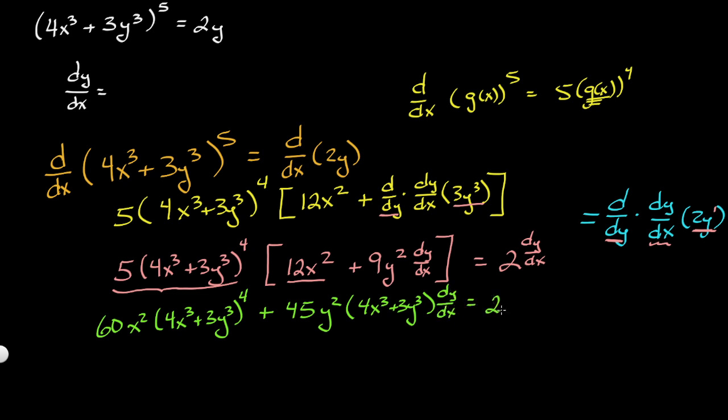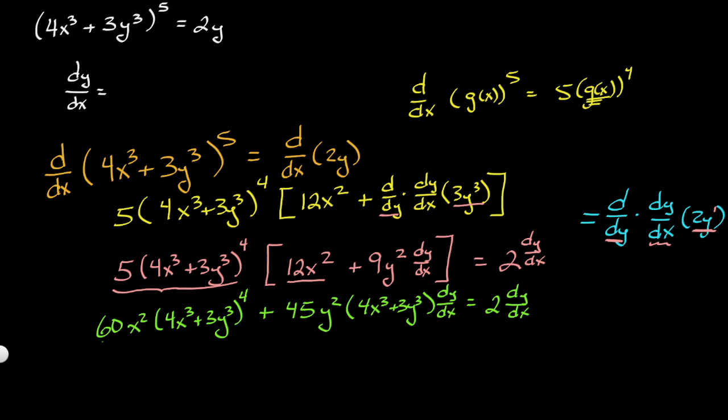And that's equal to 2 dy dx. So this term has no dy dx in it. This term does, and this term does. So I have a couple of options here. I really don't think one is better than the other per se. It just comes down to personal preference. I could subtract 2 dy dx from both sides, get this side to 0 out. Then I could subtract 60x squared times the quantity of 4x cubed plus 3y cubed, all raised to the fourth power, from both sides. And I get 45y squared times this quantity dy dx minus 2 dy dx is equal to the opposite of this.